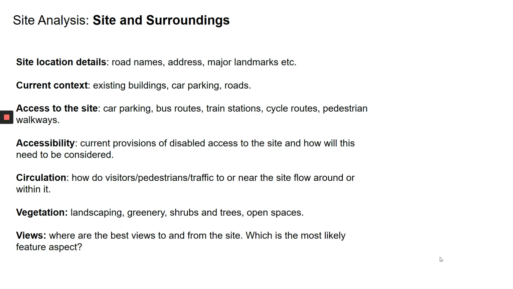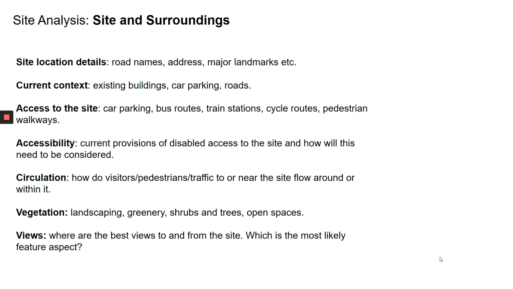So firstly, looking at location, access to the site, the current context of the site. So what surrounds the site? Car parks, road access, transport links. Are there nearby bus stations, train stations? Are there cycle routes? We want to promote green travel. So how do people access the site? What surrounds the site as well? Accessibility. So are there provisions for disabled access, or is that something that you need to consider?